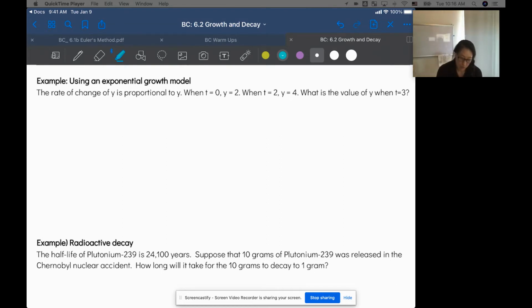Okay, so we have the rate of change of y is proportional. So when we say it's proportional to y, we know it's k times y. When t is equal to 0, y is equal to 2, and when t is equal to 2, y is equal to 4. So those are our 2 points. We can write them as (0, 2) and (2, 4), and this is t and y. What is the value of y when t is equal to 3?